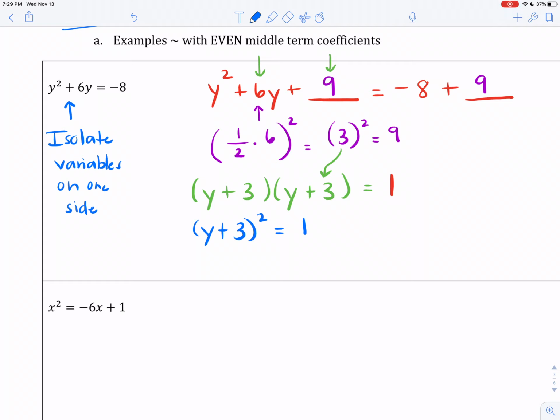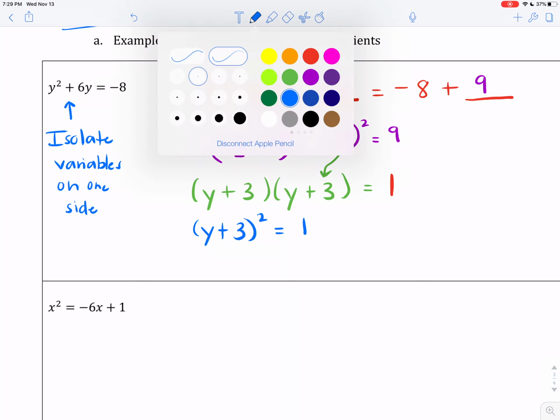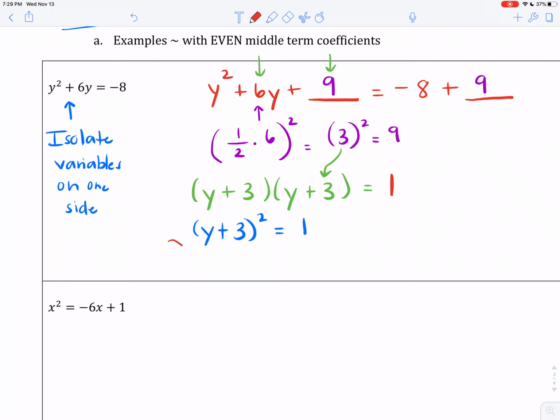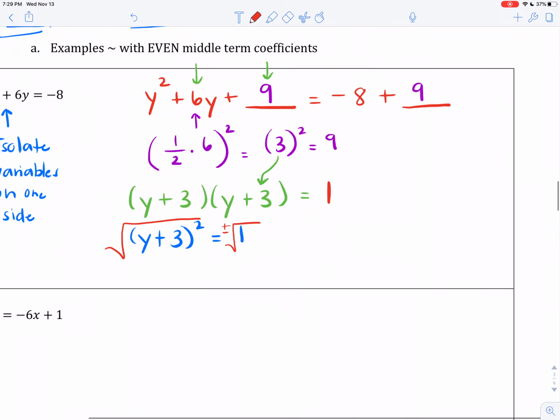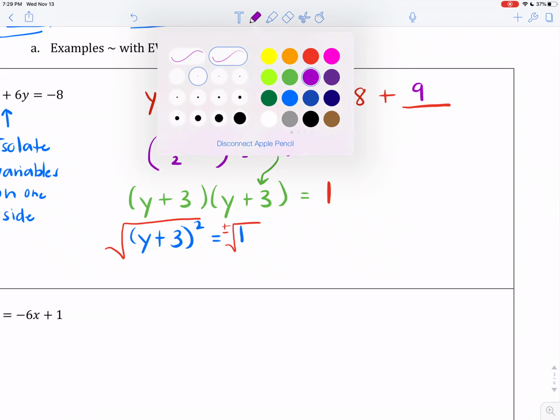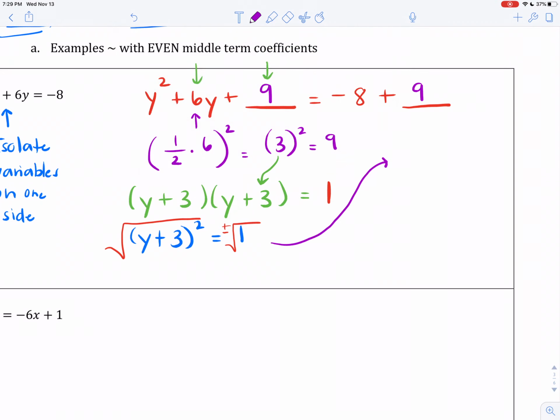You've got everything being squared on one side, and when you have that, you can solve by taking the square root of both sides, right? You just have to remember for the constant term here to include a plus or minus. Now again, when I take the square root of y plus 3 squared, that's going to undo the square, so I'm going to be left with just y plus 3 on the left-hand side. And then the square root of 1 is 1, but I want to make sure I don't forget that plus or minus. And then just like we did with the square root property, we'll continue.